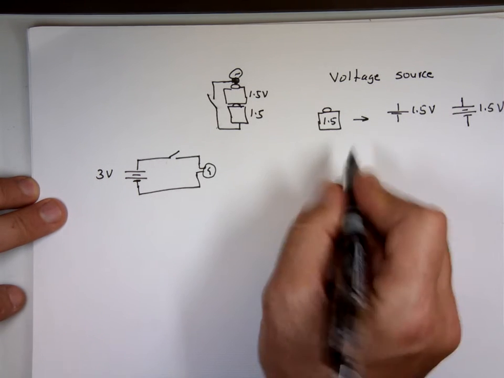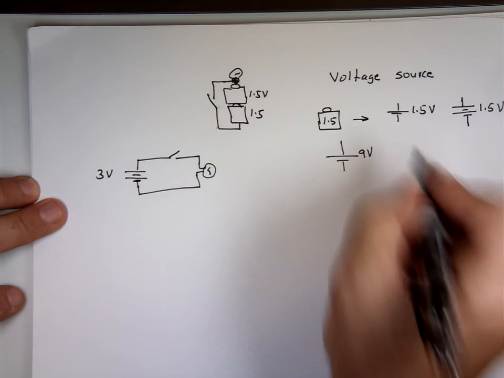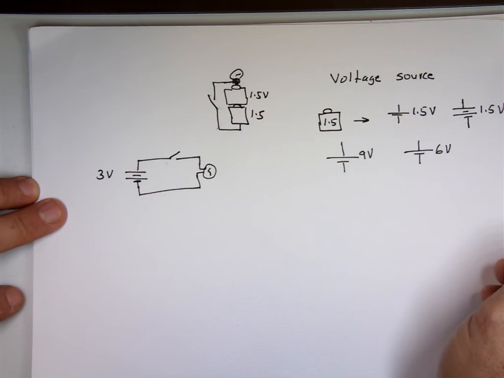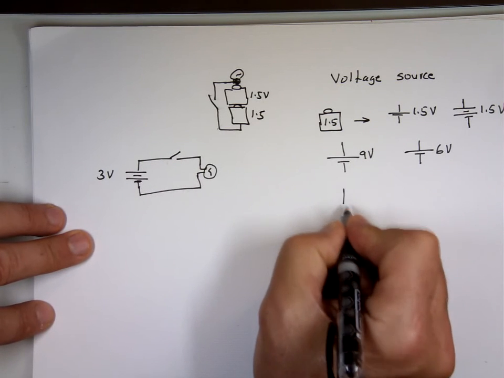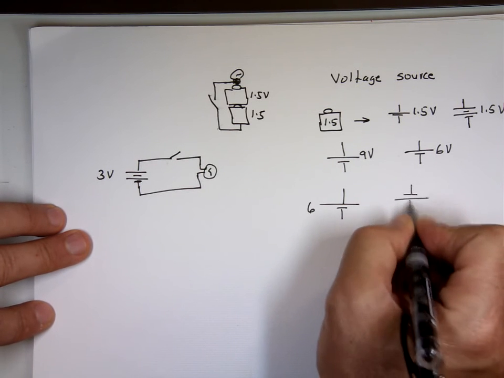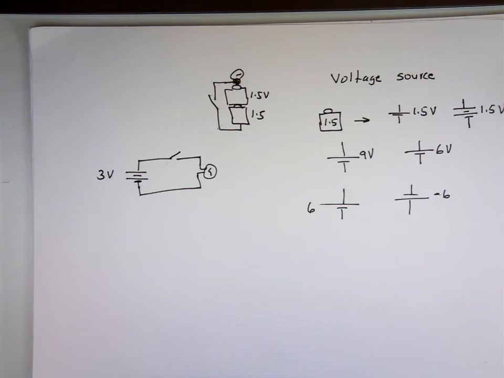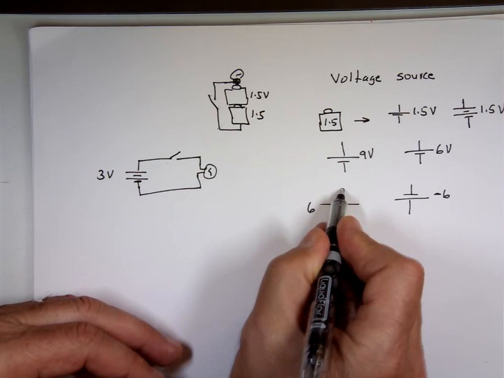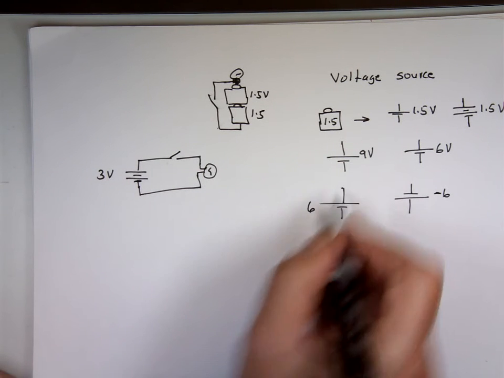So if I have a 9 volt battery, I'll draw that like this, 9 volts. If I have a 6 volt battery, I'll draw that like this, 6 volts. If I reverse the battery, put it upside down, it will look like this, and that voltage is no longer 6, it becomes negative 6. So you can flip that voltage from positive to negative. What that means is this end is 6 volts higher than that end. That's what that means. This end is 6 volts higher than this.